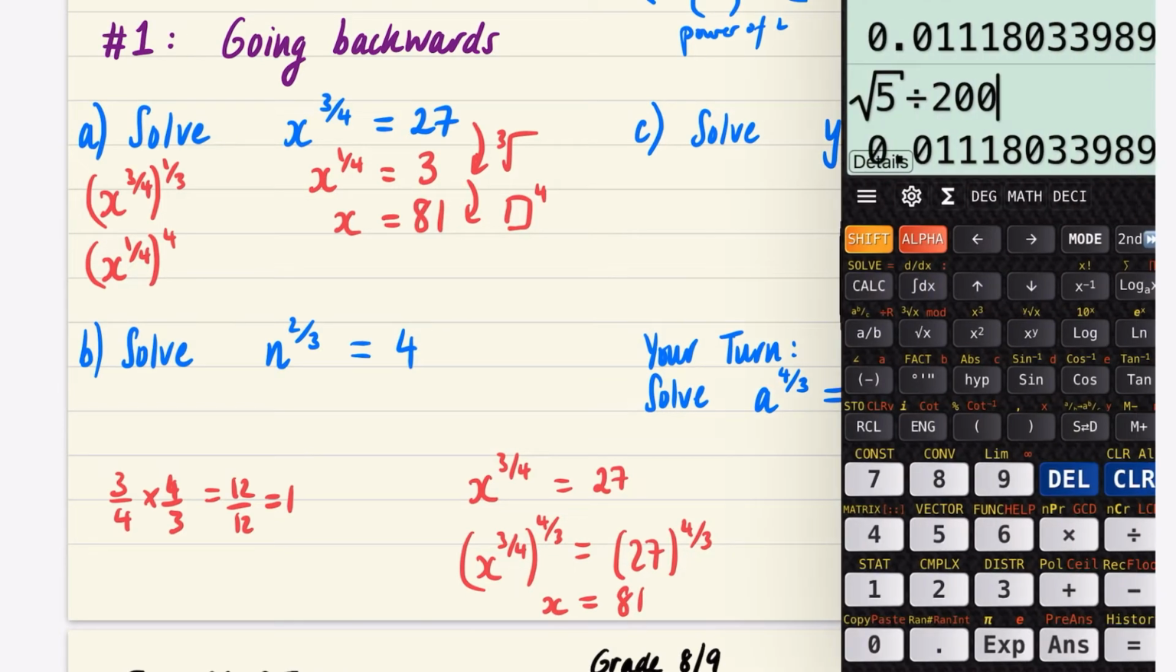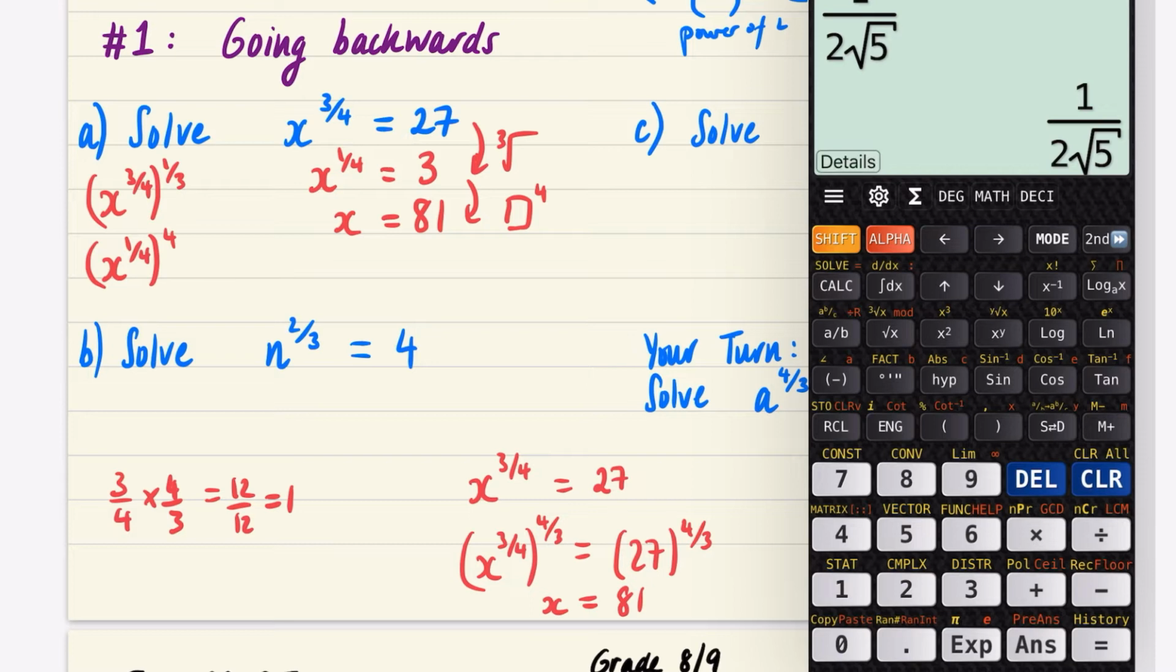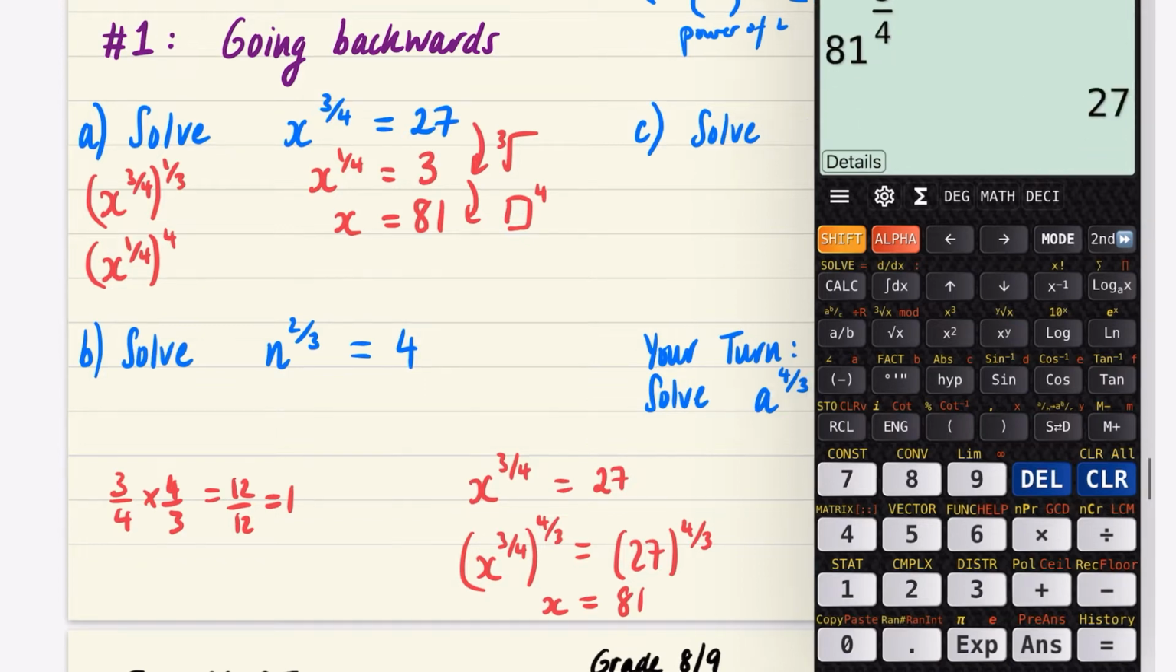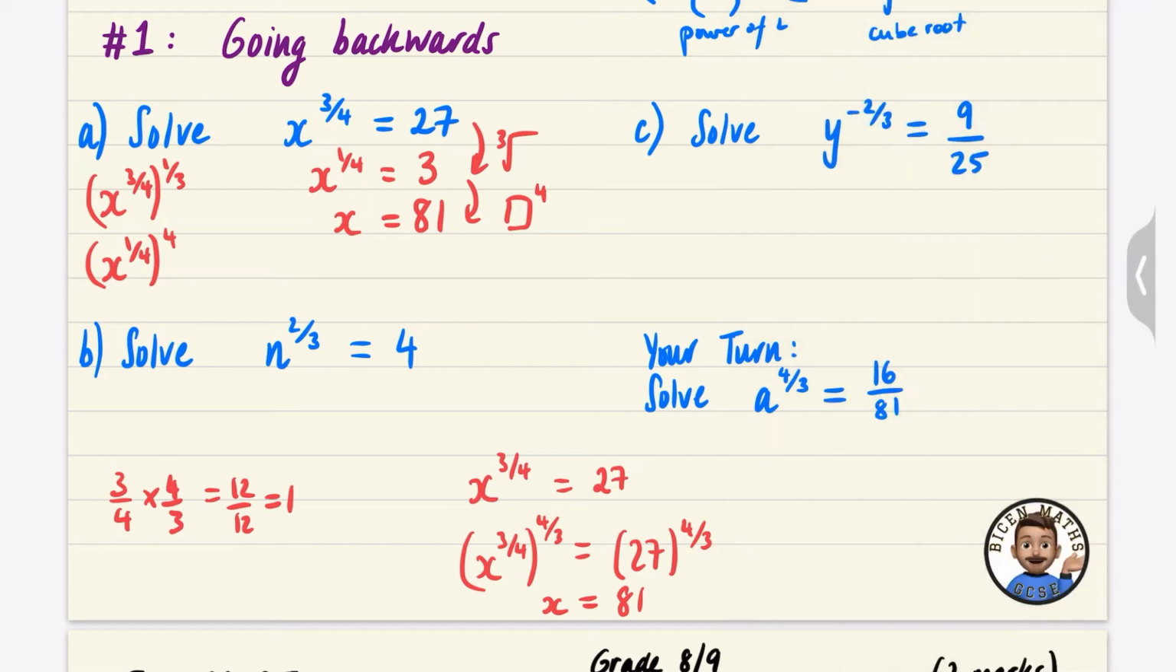Now we can check that this all works, because if I do on my calculator 81 to the power of 3/4, so I've replaced where x is, we do get the answer 27, so we have solved that equation by going backwards. So I'm just going to erase this work that we've got down here. I'm probably going to do one of them in this method up here, which I'll do like this, and then this one I'm going to use this method down here.